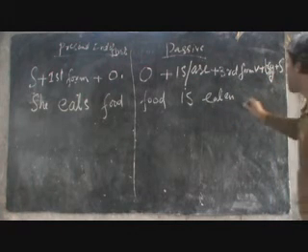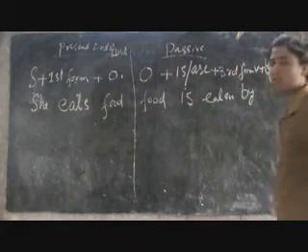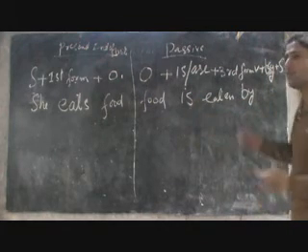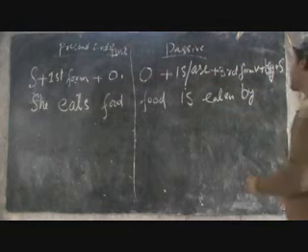She eats food. She is the subject, but it doesn't take the same place. The exact subject is she, but it takes the form her. Food is eaten by her. Food is eaten by her.